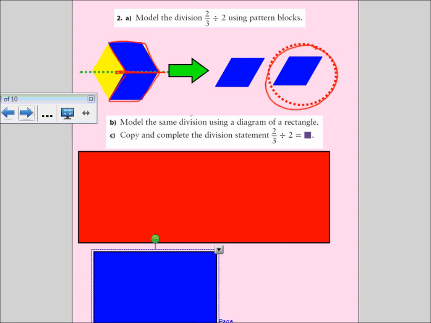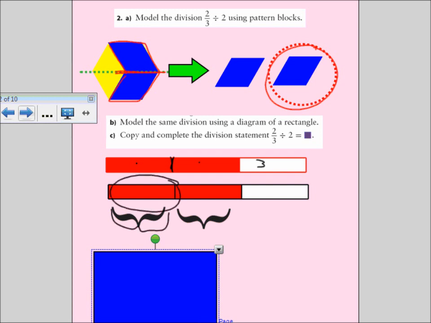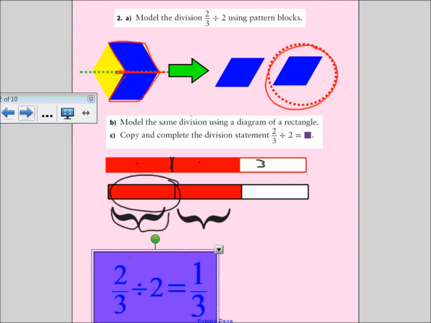Model the same division using a diagram of a rectangle. So we've got 2/3 as well, right there. 1/3, 2/3, 3/3. So when we divide it by 2, we take the 2/3 and we've divided them by 2, and we only want one of them. So half of 2 is 1. Pretty straightforward. 2/3 divided by 2 equals 1 over 3.